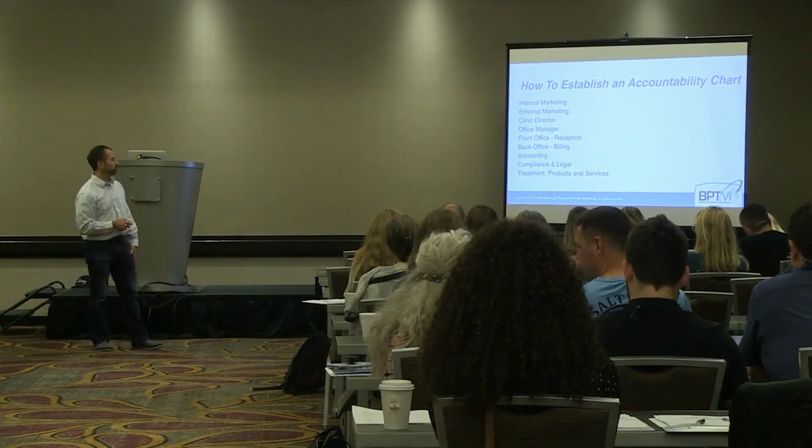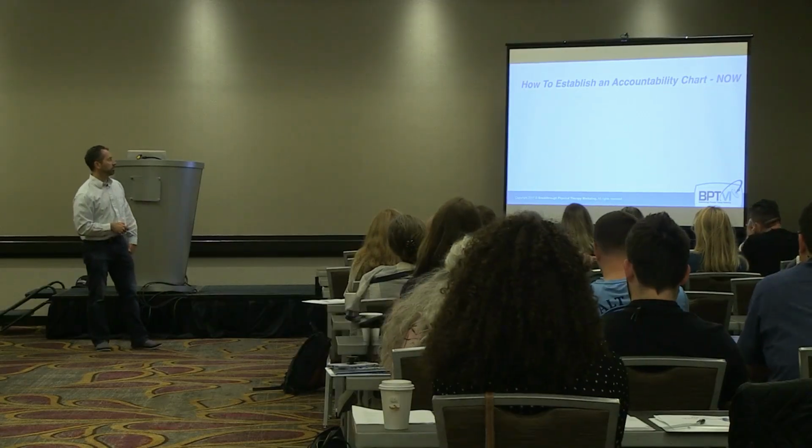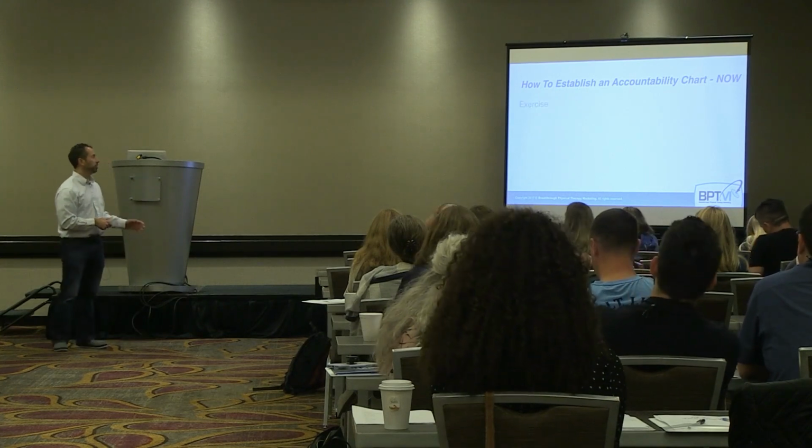I think in Traction and in Scaling Up, they recommend 3 to 7 major areas, and then they say no more than 10. So what do we have there? 9 areas. We probably could lump marketing together, and if you look at it, clinical director and office manager are really roles, not areas of activity. So we might have just gotten it down to 6. So how to establish an accountability chart now.